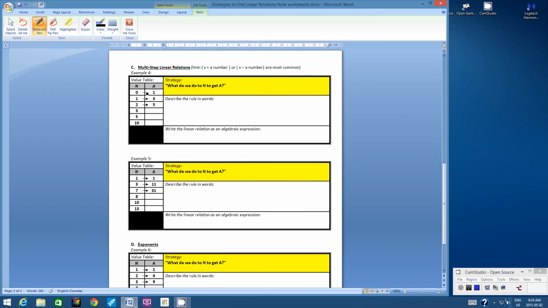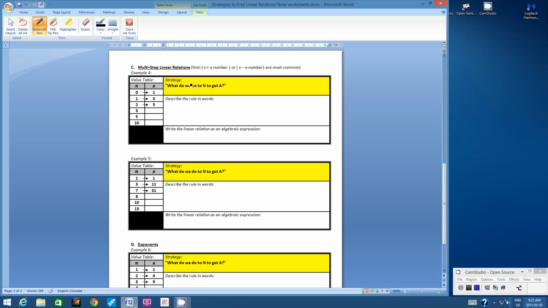Okay, so in this video we're going to look at section C, called multi-step linear relations. Multi-step means we've got a couple of operations working. I've got a good hint up here: we usually have multiplication and then adding a number, or multiplication and subtracting a number. These are the most common. Now, these are not the only type of multi-step problems, but these are the most common. Let's keep these in mind as we tackle examples 4 and 5.